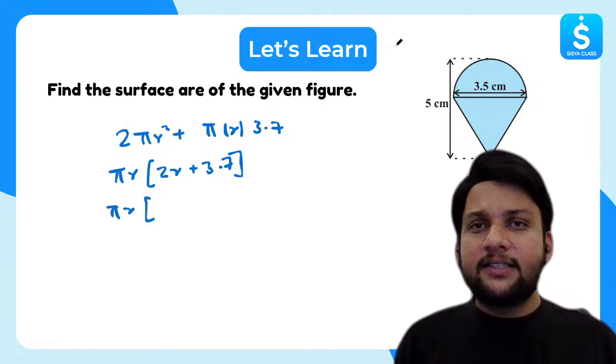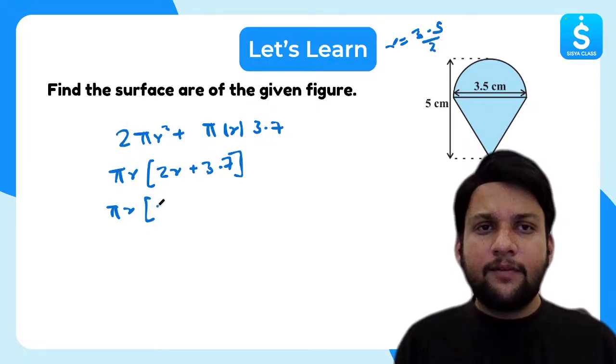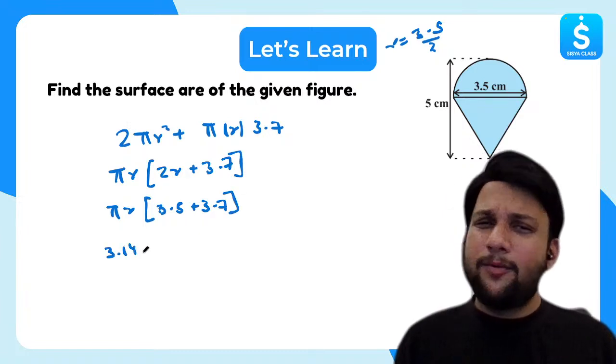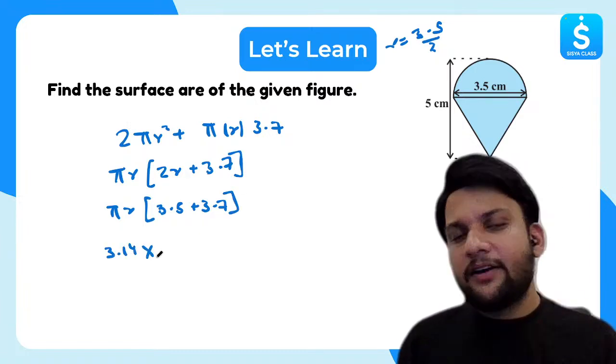What is r? R is 3.5 by 2. Right. So 3.5 by 2 into 2, I will get 3.5 plus 3.7. Now pi I can write as 3.14 or 22 by 7, whatever you want. Whatever is specified in the question.